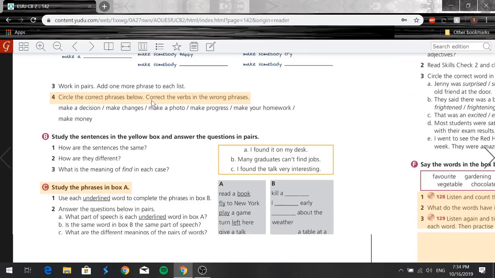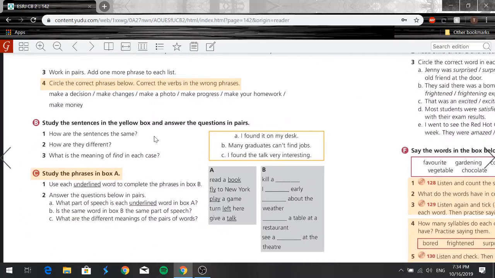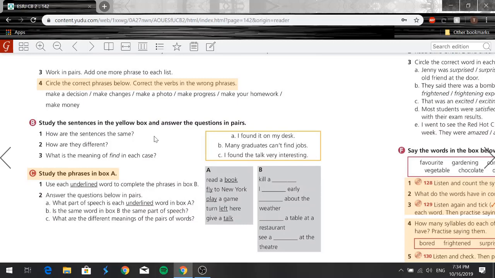Now let's move on. Here we have exercise B. Study the sentences in the yellow box and answer the questions in pairs. Okay, so I think this one is... Actually, let's just keep going and then I'll say what I was going to say. So, I found it on my desk. Many graduates can't find jobs, and I found the talk very interesting. Okay, now let's answer these questions here.